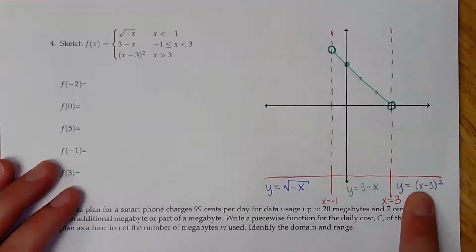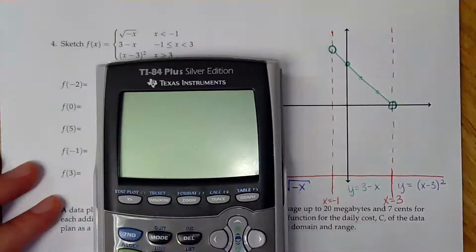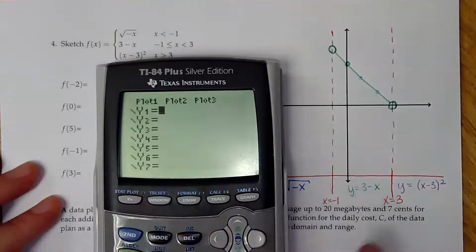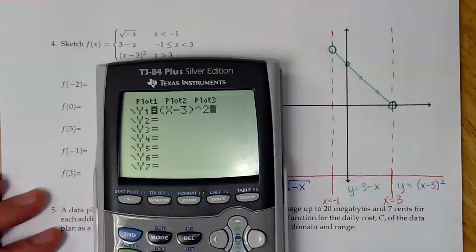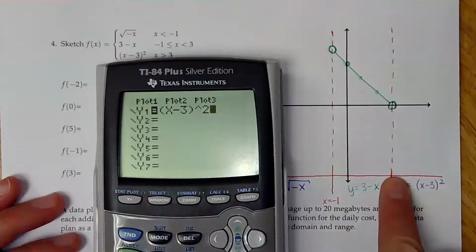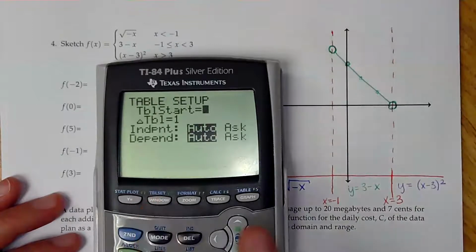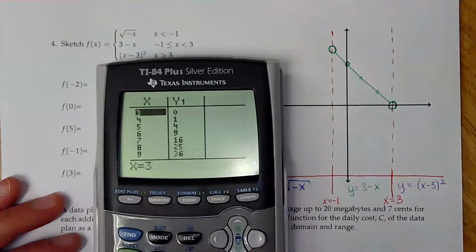Let's do y equals (x minus 3) squared. I'm going to actually put this in my calculator. So I'm going to do y equals, parentheses x minus 3, squared. And then I could look at the graph of this, but I usually find it faster to do the table. And I know I want to start at x equals 3 and go up by 1s. So I can go 2nd and push table set. I'll tell it I want to start at 3 and I want to go by 1s. And then I'll click on the table.